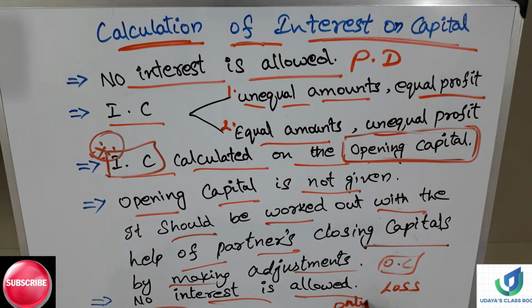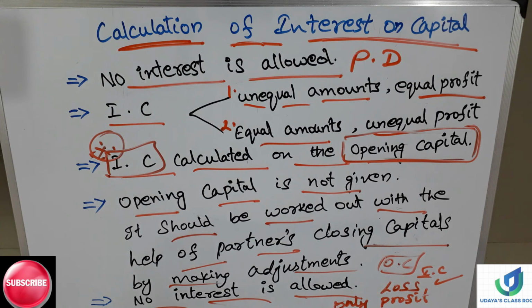Only when the firm earns profit is interest on capital allowed. So you have to remember, when the deed is silent, partners will not be receiving any interest on capital. When the firm has incurred a loss, the partners will not receive any interest on capital. Only when the firm earns profit, and when it is expressed in the agreement deed, the partners will be receiving the interest on capital. With this point, you should be very clear.